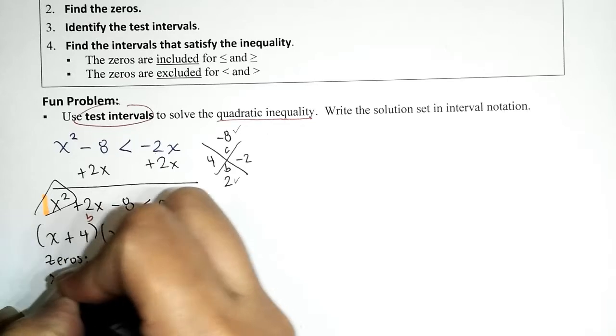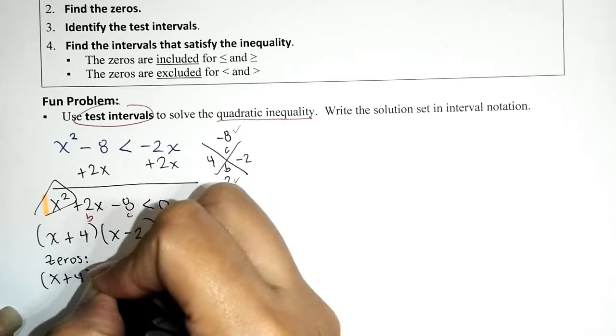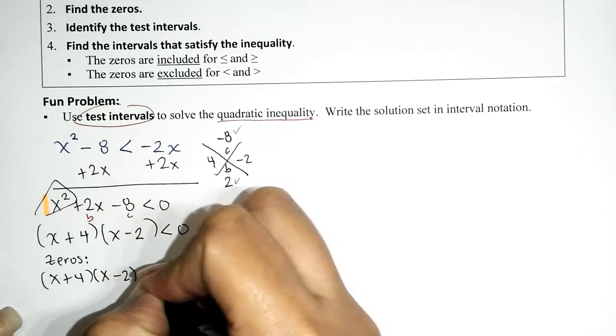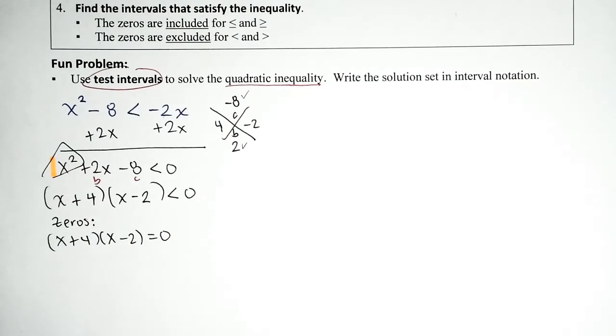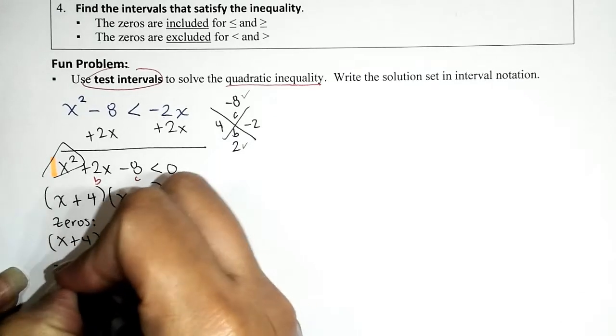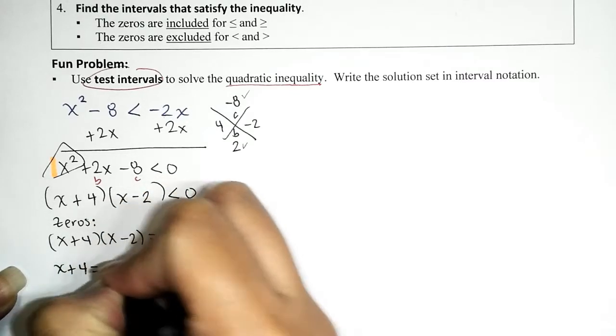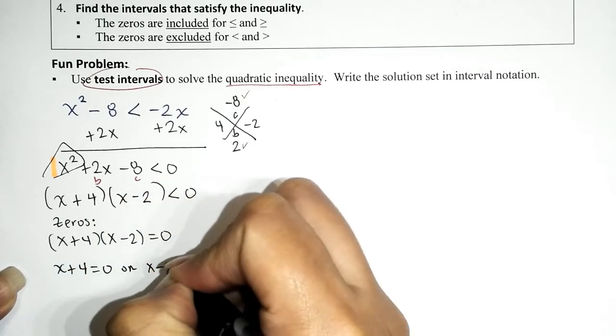Okay, so let me take our inequality in factored form and set it equal to 0. Now we have a product that equals 0. From back in the day, when we apply the zero factor property, if a product equals 0, there's no way around it. One of those factors has to equal 0. Either the first factor equals 0 or the second factor equals 0.